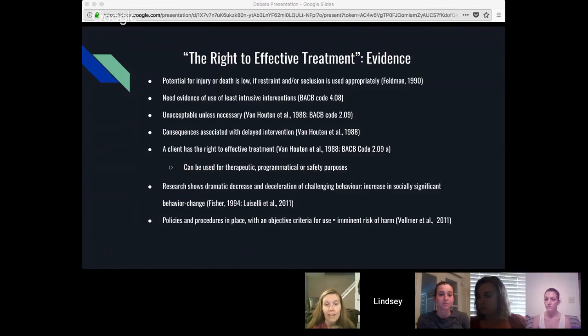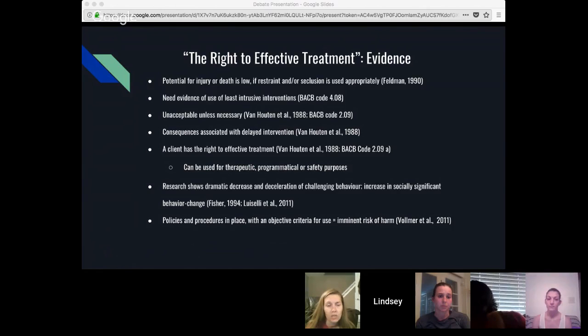So in reality, injury or death can occur at any time when supporting these individuals with challenging behavior, but direct care staff who are properly trained and can appropriately use these restrictive measures, and when required, will decrease that overall risk.